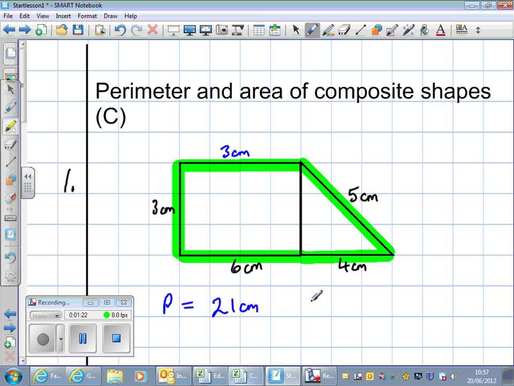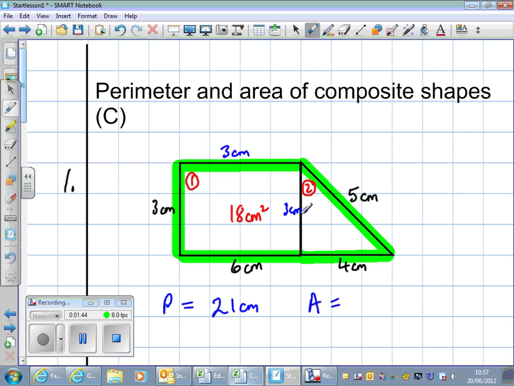Now, to find the area, we break it down into 2 simpler shapes. Rectangle 1, the area of which is base times height, 6 times 3, 18 centimeters squared. And in this case, this one's already broken down for us, into a triangle. Now, we know the base. What's the height here? Oh, that's another length that we could have written in.